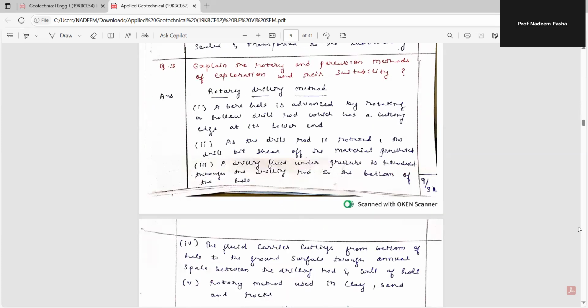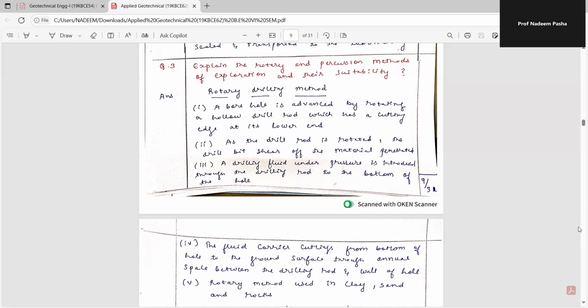Explain the rotary and percussion methods of exploration and their suitability. So what is the rotary drilling method? A borehole is advanced by rotating a hollow drill rod which has a cutting edge at its lower end. As the drill rod is rotated, the drill bit shears off the material penetrated. A drilling fluid under pressure is introduced through the drilling rod to the bottom of the hole. The fluid carries cuttings from the bottom of the hole to the ground surface through the annular space between the drilling rod and the wall of the hole.